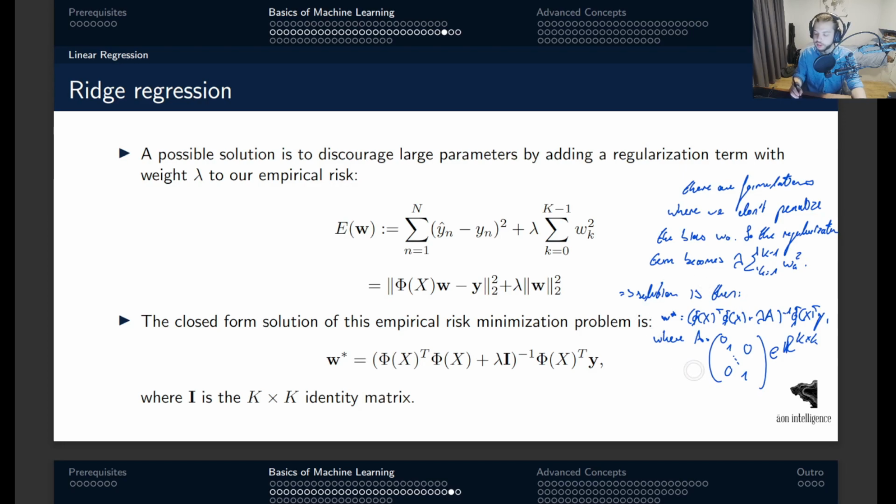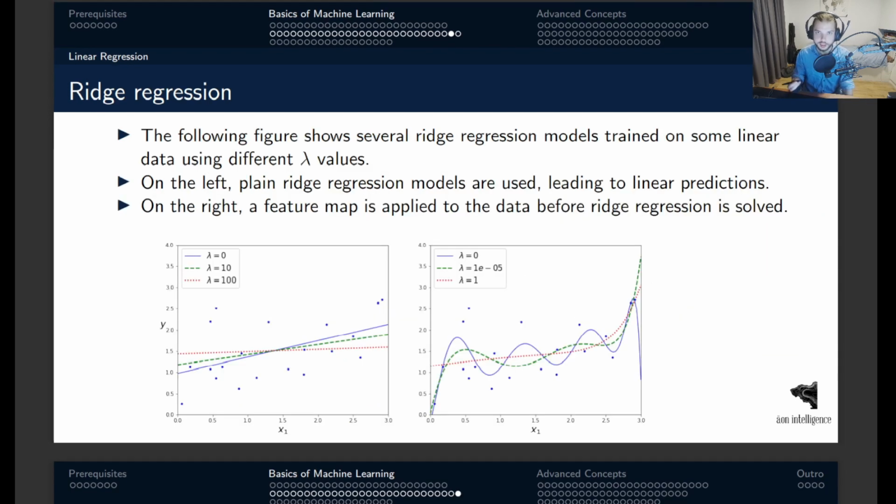And the solution is really similar to this one, but instead of lambda times the identity here, we have lambda times A, where A is almost like the identity, but on the first diagonal entry, you don't have a 1, but instead a 0. And now let's see what the hyperparameter lambda does to our ridge regression.